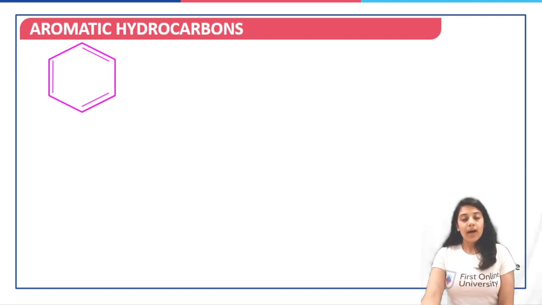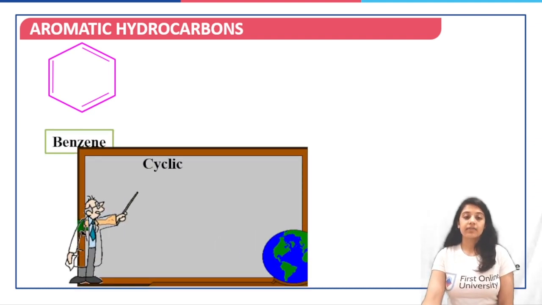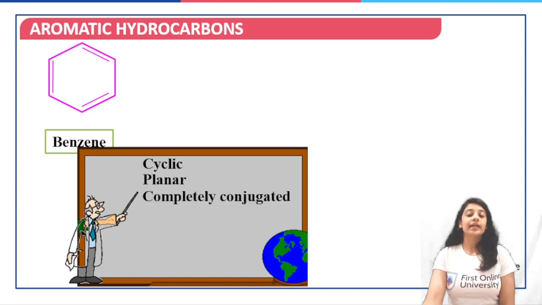So if we talk about benzene, benzene has a cyclic structure. It is planar because all the 6 carbon atoms are sp2 hybridized. It is completely conjugated, that is, it has alternating single and double bonds, and it has 4n plus 2 pi electrons where n is equal to 1.